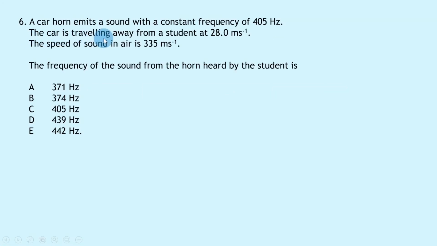Question 6 says a car horn emits a sound with a constant frequency of 405 Hz. The car is travelling away from a student at 28.0 meters per second. The speed of sound in air is 335 meters per second. The frequency of the sound from the horn heard by the student is... Well, this is a question on the Doppler effect, and we're asked to find the frequency of the sound heard by the observer. So we're going to use the equation fo equals fs times v over v plus vs. And you'll see that I've used a plus in the denominator because the car is travelling away from the student.